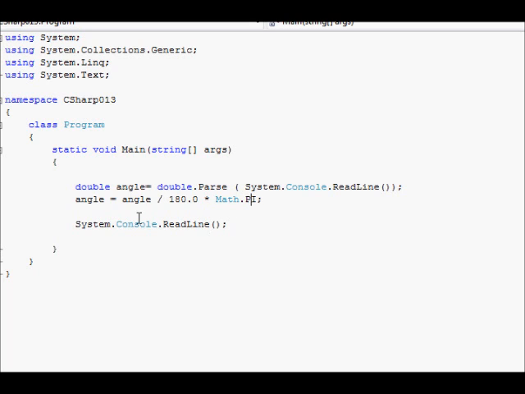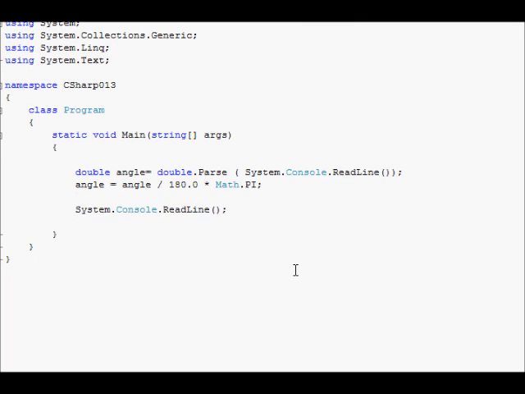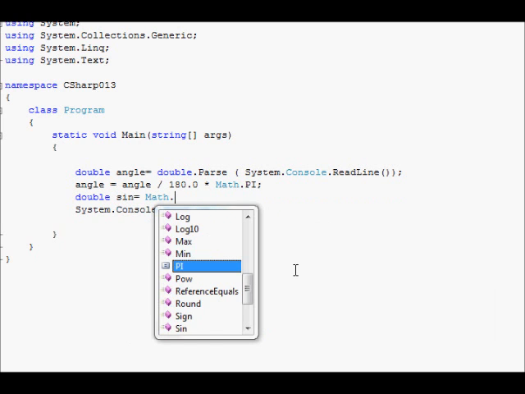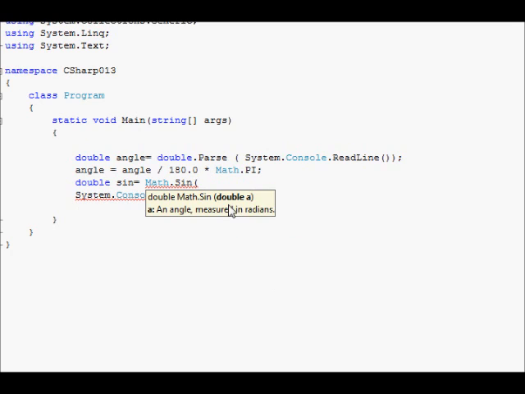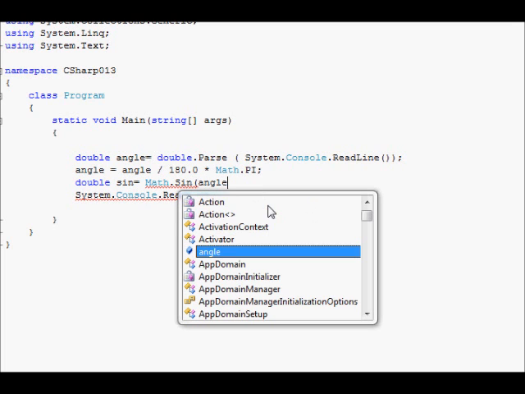So this way, you could easily get some numbers that are difficult to remember and use them. So now we just convert this angle into radians. Now we are going to calculate the sine. So I'm going to say double sine equals Math.Sin, and I open a bracket. And by the way, check this out. When I open a bracket, you can see there is double a, which means there is a parameter of data type double that should be passed in here. And what is a? It tells you here. You could just read it: an angle measured in radians. So basically we've already done that. So I'm going to say angle.